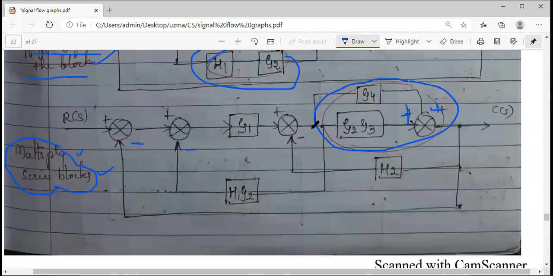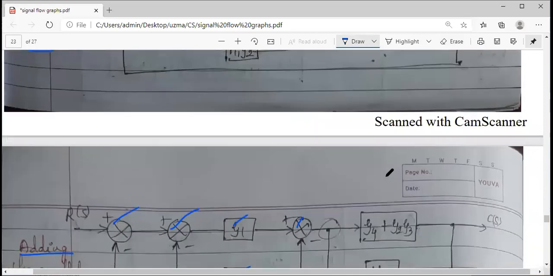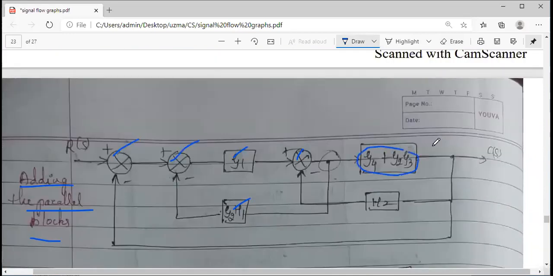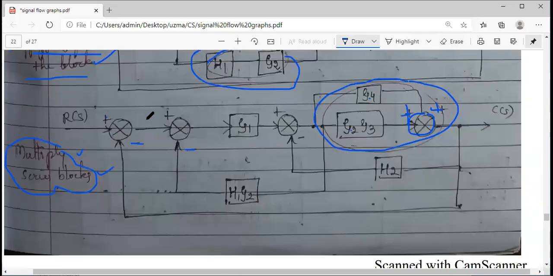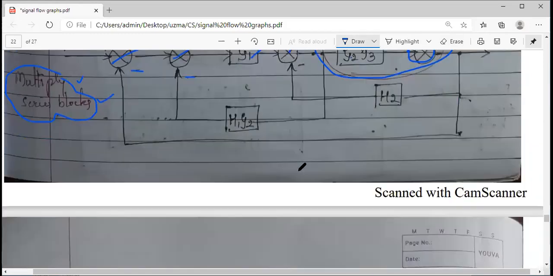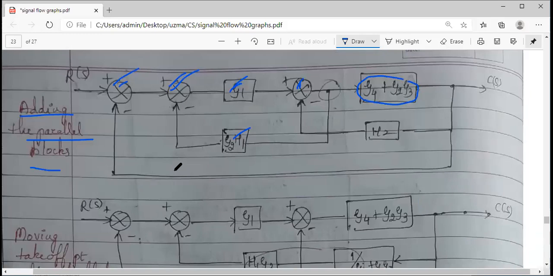So remaining all parts draw as it is. Simply instead of this part, replace it, the summer will go. The summing point will be removed because you are adding them. So you'll have only one block, G4 plus G2 G3, and that summing point will go. The remaining parts of the block diagram should be drawn as it is. See, you have two summing points, G1 and a summing point. Every other thing I have written as it is.